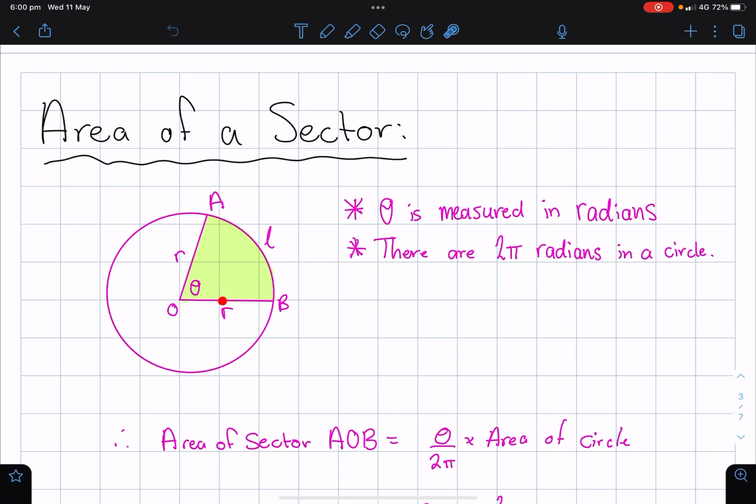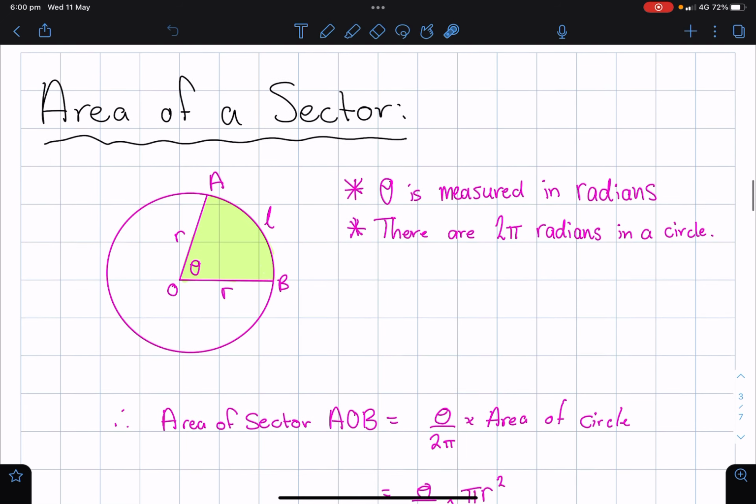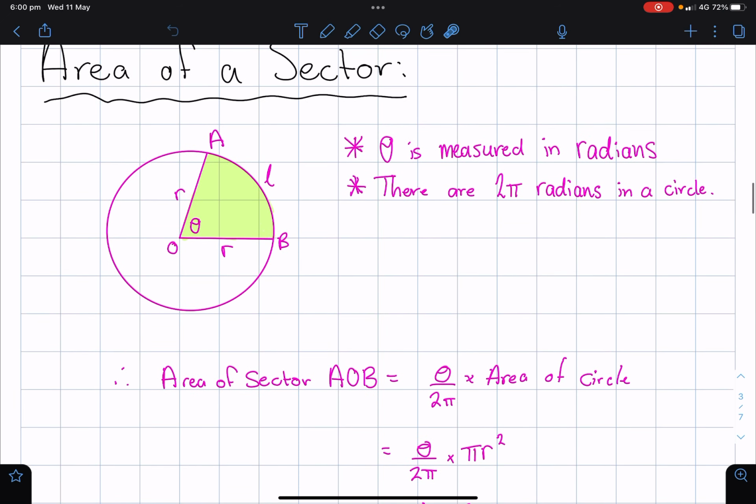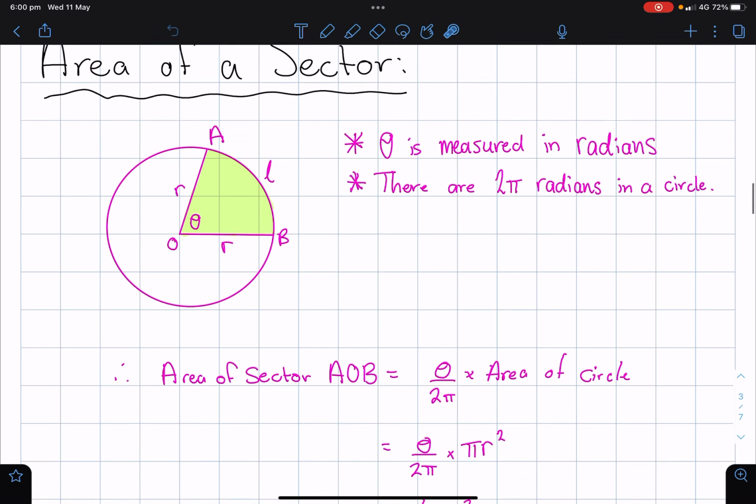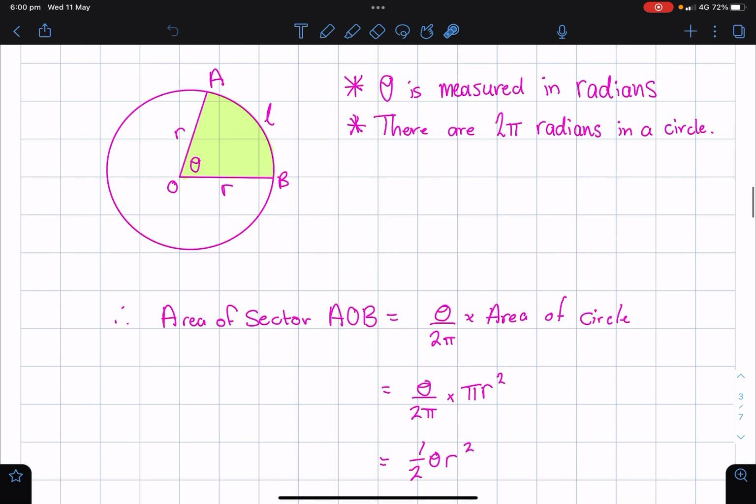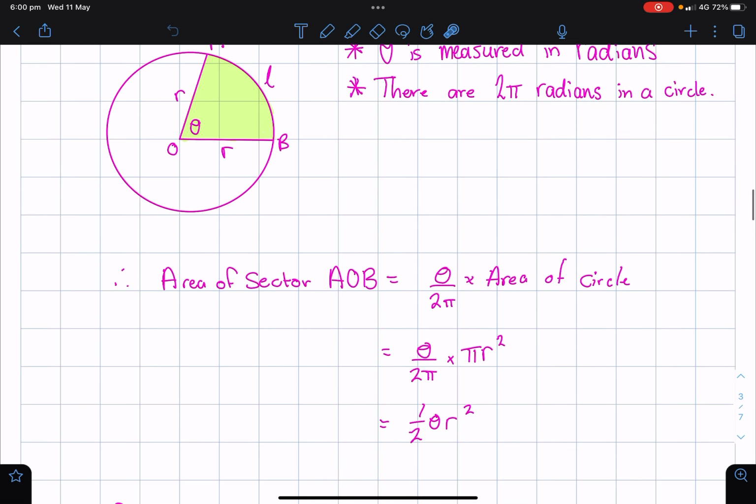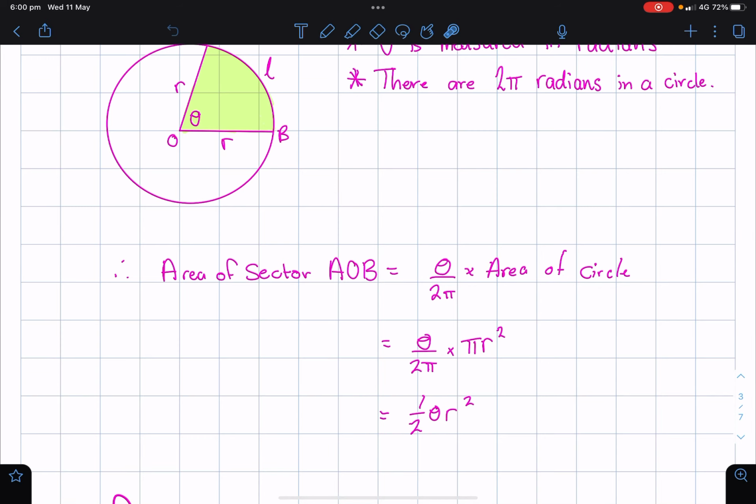So this makes up theta radians on 2 pi, the fraction of the whole circle. We're going to multiply that by the area of the circle, which is pi r squared. So we have theta on 2 pi times pi r squared. We have a pi in the numerator and a pi in the denominator. They cancel out to be equal to 1. So we're left with half times theta times r squared. And that is our formula there.